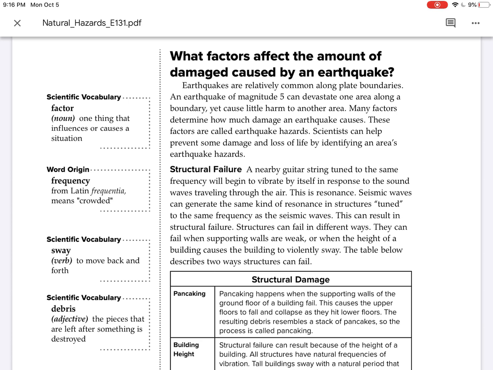Structural failure. A nearby guitar string tuned to the same frequency will begin to vibrate by itself in response to the sound waves traveling through air. This is resonance.